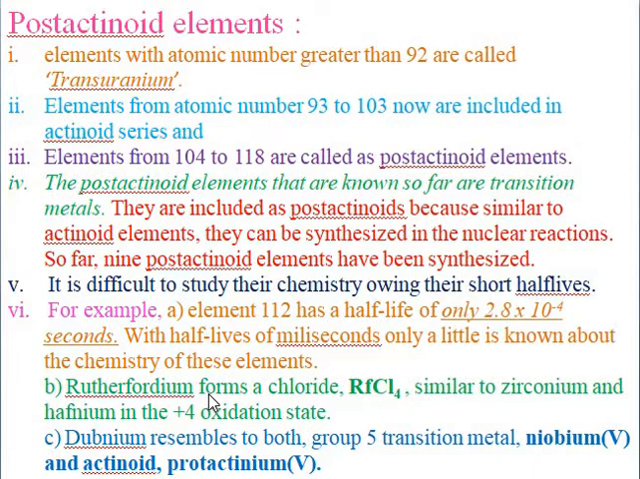Rutherfordium forms a chloride, Rutherfordium tetrachloride, similar to zirconium and hafnium in their +4 oxidation states. Dubnium resembles both the group 5 metal niobium(V) and the actinoid protactinium(V). These are the properties and some points about the post-actinoids. And here the d and f block elements are completed.